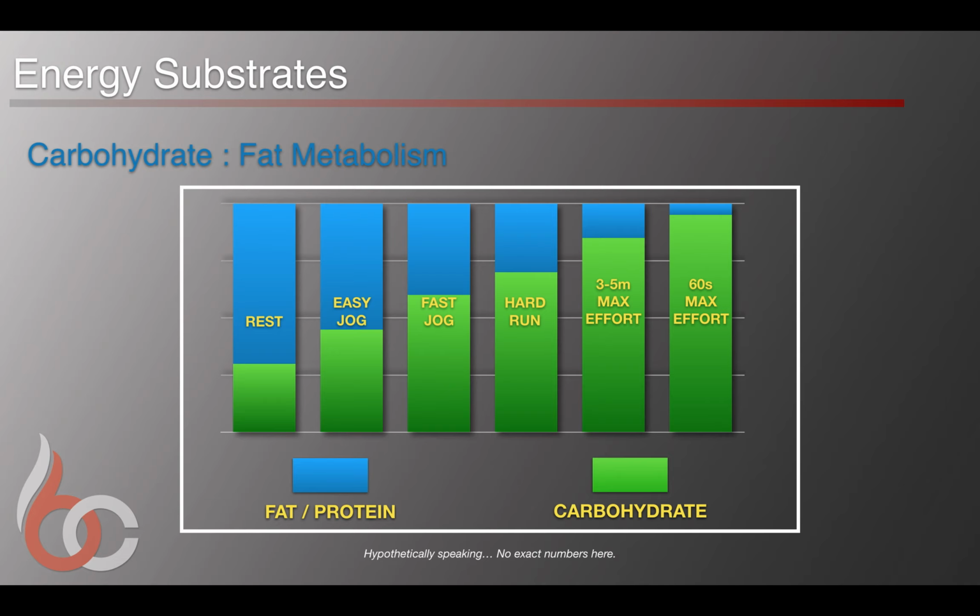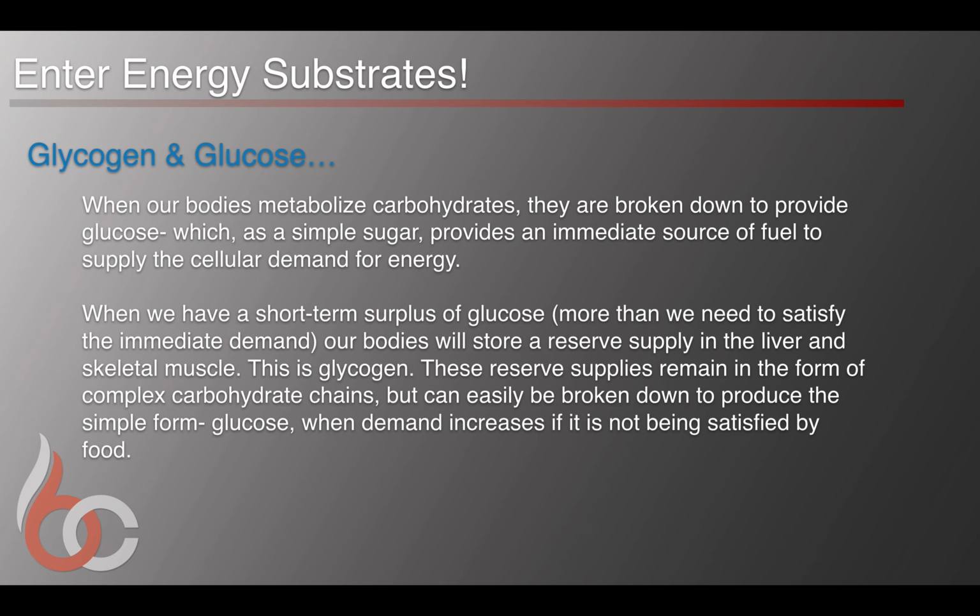As we move closer to the volume of oxygen uptake that is our maximum, we move closer to a complete reliance on carbohydrate at the substrate level. So glycogen and glucose, these two terms that we see all the time when we talk about this kind of stuff, are basically the output of what's happening when our bodies metabolize carbohydrate. So carbohydrates are broken down to provide glucose, which as a simple sugar provides an immediate source of fuel. All right, so this immediate source of fuel is supplying the cellular demand for energy.